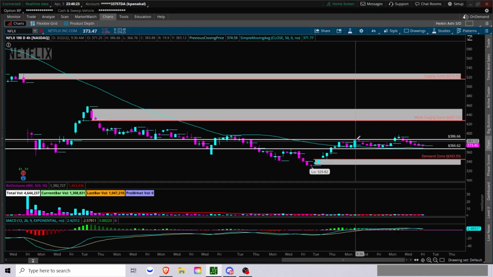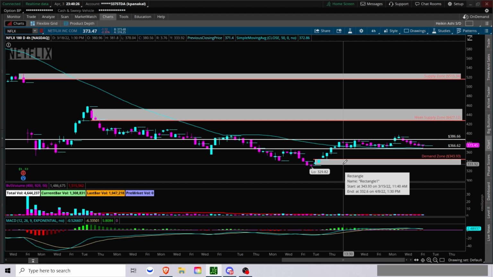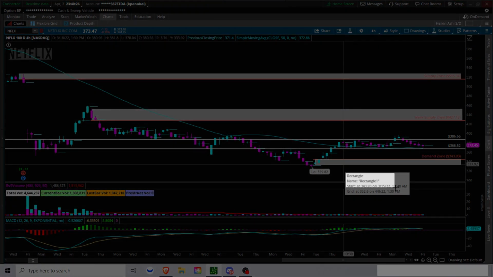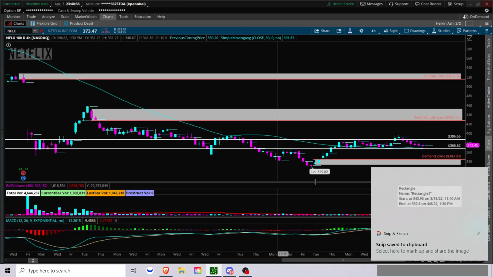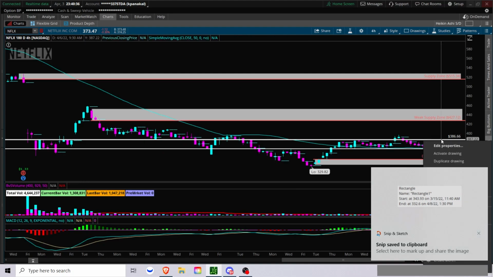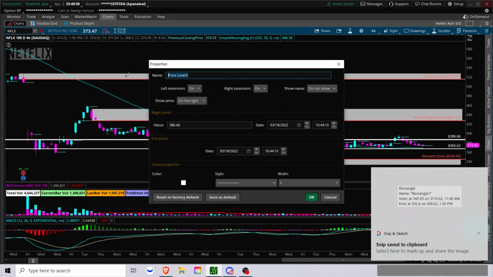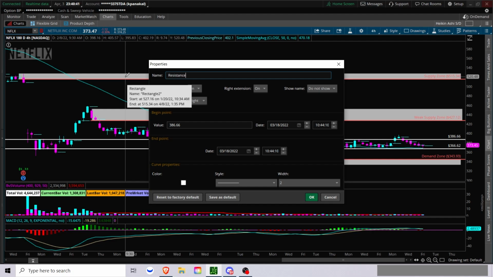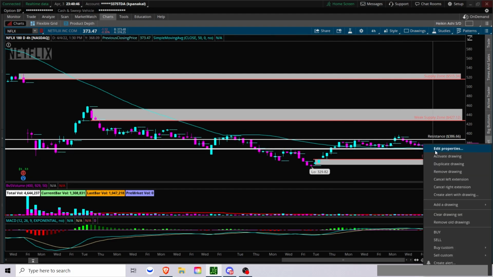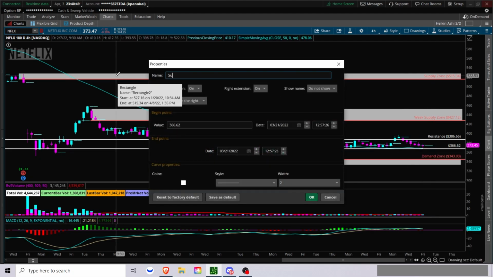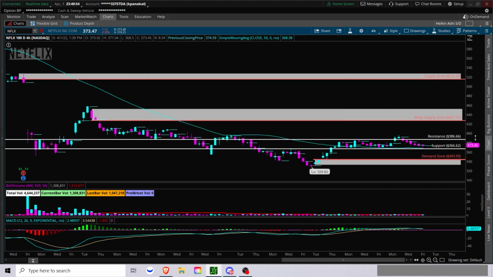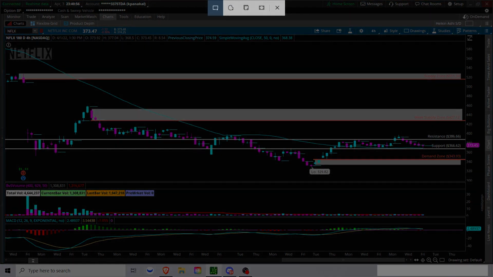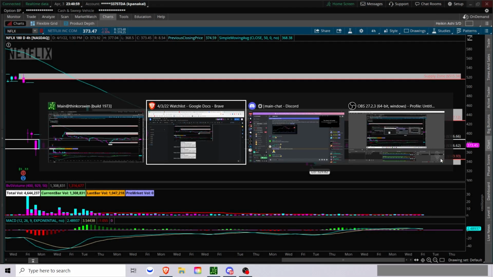from 332.60 to 343.93. And then we have the range over here, where this top part is the resistance and the support is right over here. So let me just take a screenshot of this instead of taking time to type it out.